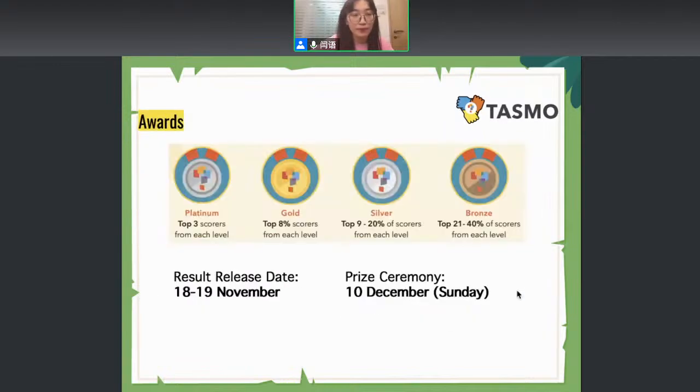Okay. And also for the awards, the results will be listed on 18th to 19th in November, and we have a prize ceremony. The prize ceremony will be on Sunday. It is on 10th December. OK，这是我们一些获奖，我们到时候会有一个颁奖典礼，然后关于一些获奖的信息，我们是按比例来的。成绩的话是在18号到19号就会公布啦，然后颁奖典礼会在12月10号进行。Okay.